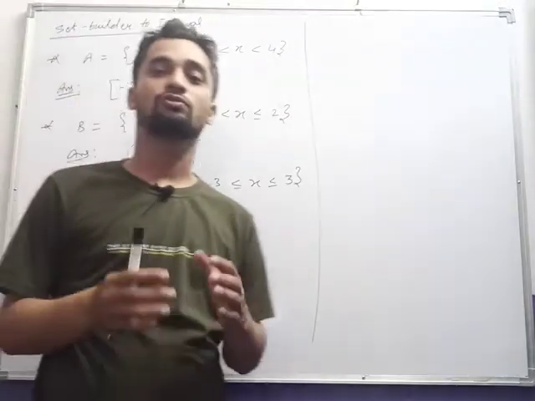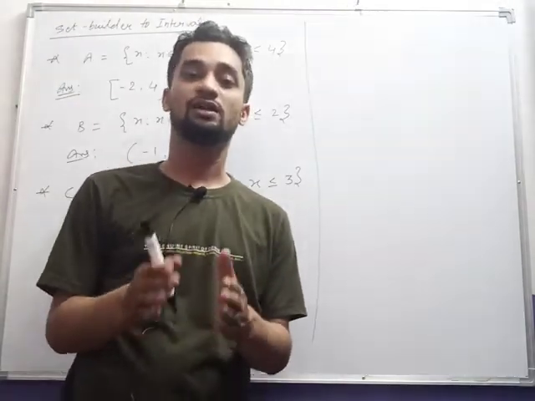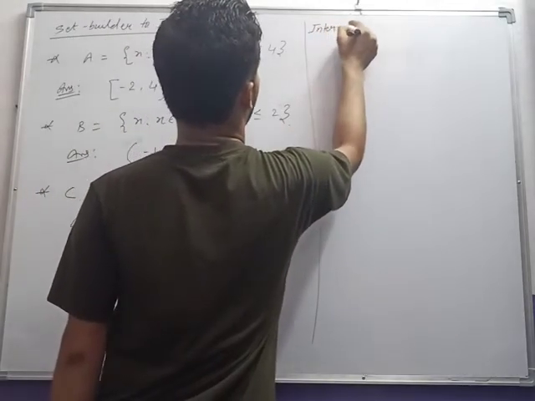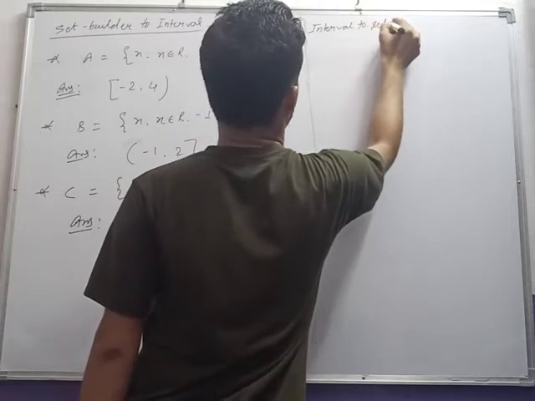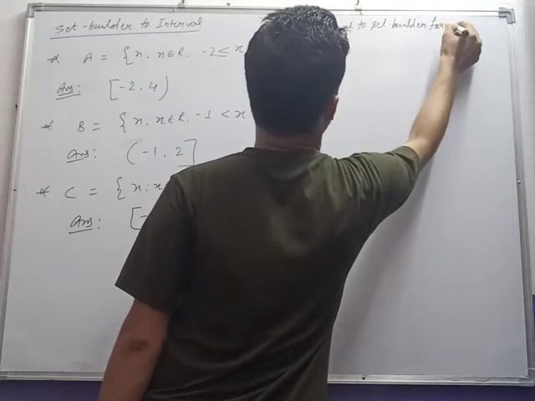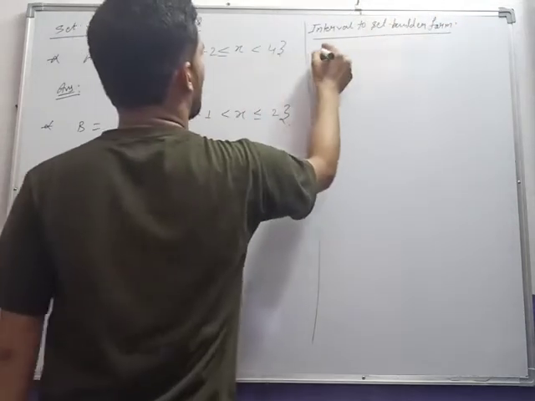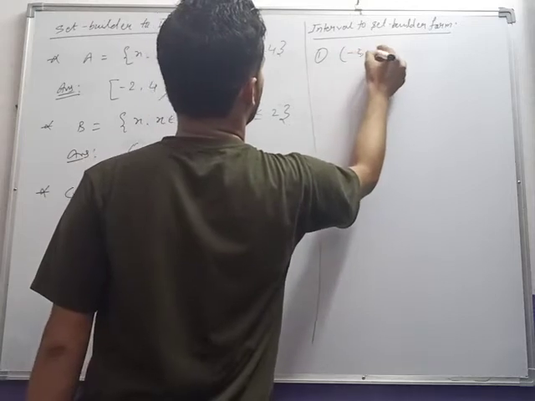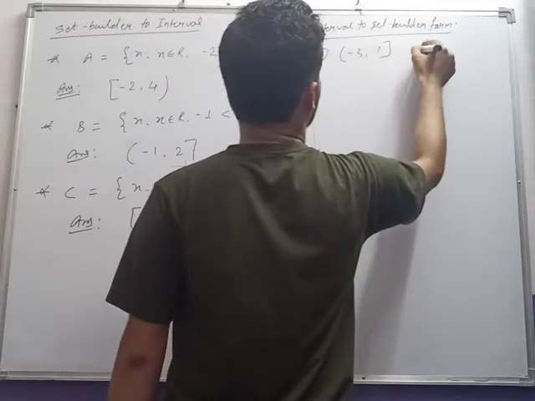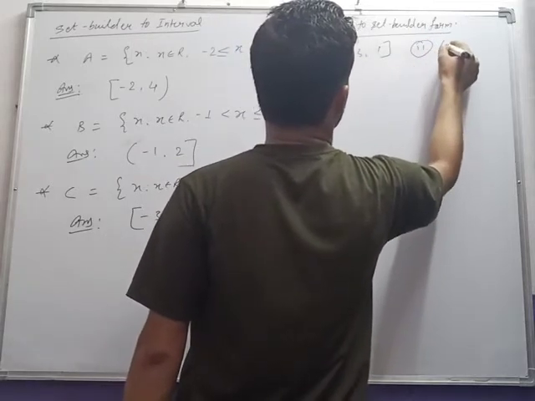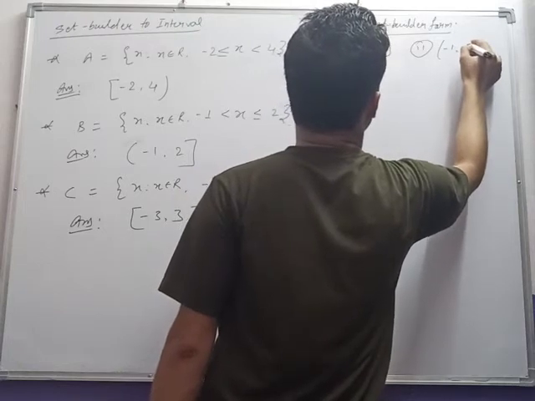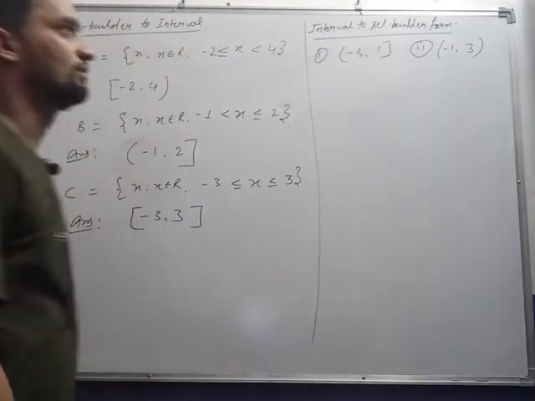And now I am showing, if intervals are given, how to write the set in set builder form. So this will be interval to set builder form. Only one, suppose I am taking [-3, 1] and the second (-1, 3). -1 to 3 only.